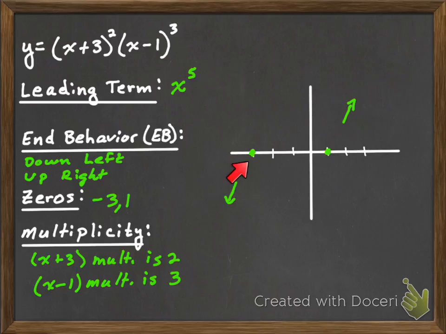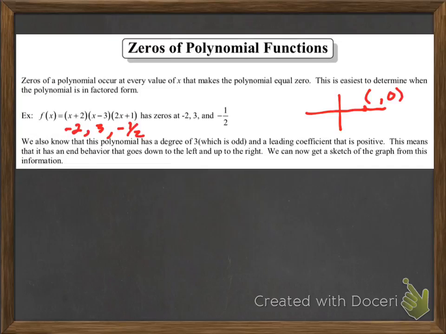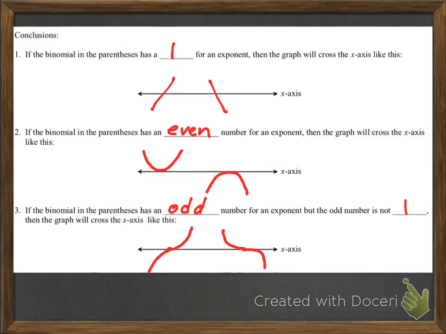So now at this 0, this is your first factor, which has a multiplicity of 2. You have an even exponent, and anytime you have an even exponent, that means that your graph is going to be tangent to the x-axis at that point. Okay, so once again, that goes back to this right here. When you have an even exponent, your graph is tangent to the x-axis.